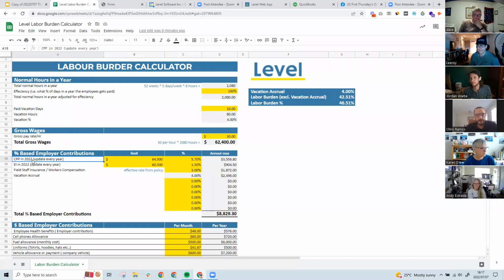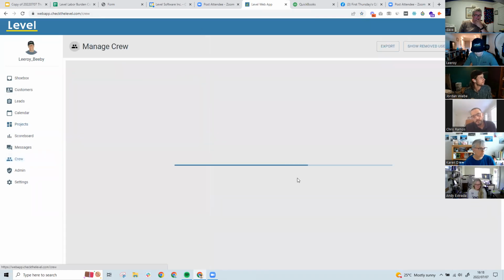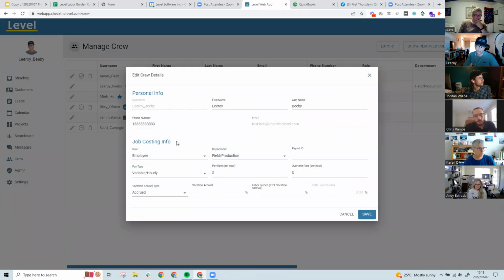All right, as a last step, I'm going to show you where this information gets input into Level, because we will be rolling out, we're hoping by the end of next month, the ability to actually see dollar values of labor costs within Level. So when you come into Level now, in your crew section, you'll notice we've added this new job costing info section. This is information required to know, is this a field staff? How are they paid? Is it variable, fixed? So in here, you would fill out what kind of employee it is.